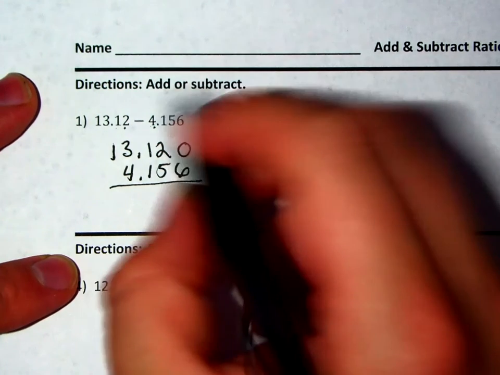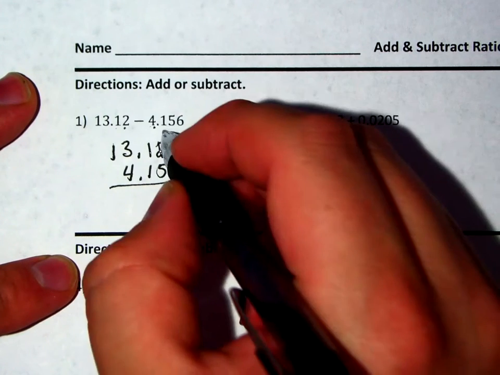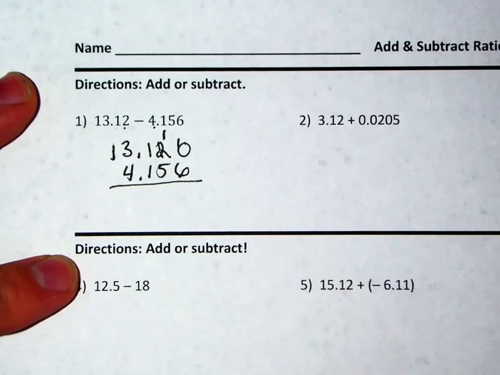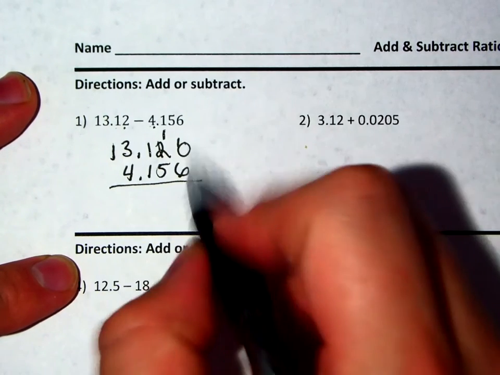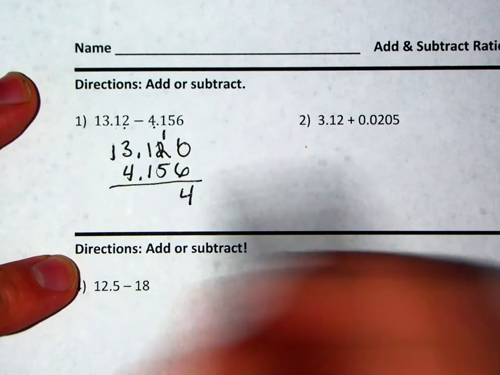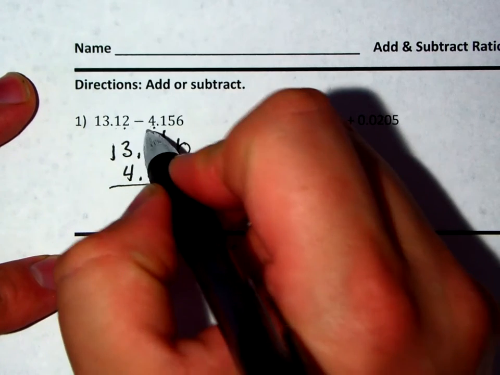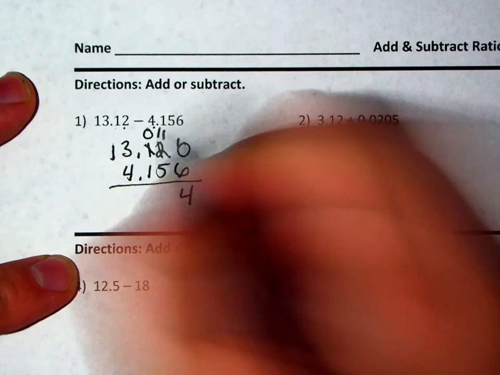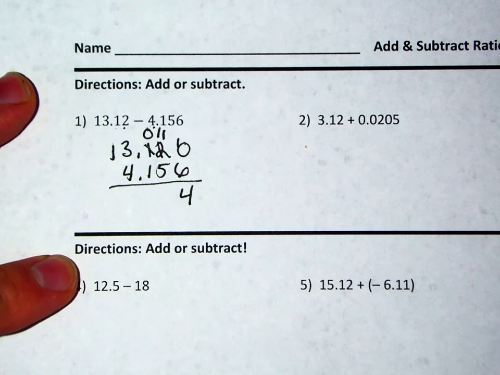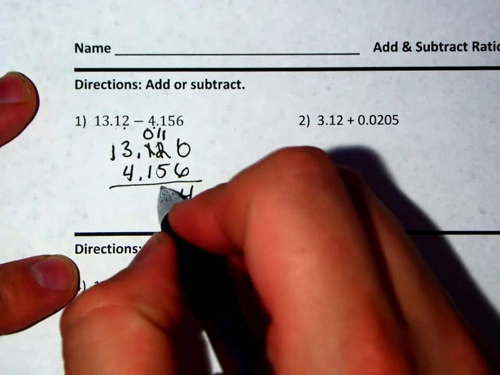Now I have to start borrowing. So I'm going to borrow from this 2 and carry a 1 and bring over my 1. So 10 minus 6 is 4. Again, I can't take 5 away from 1, so I'm going to borrow from the previous one, make it a 0, carry my 1 over. So 11 minus 5 is now 6.